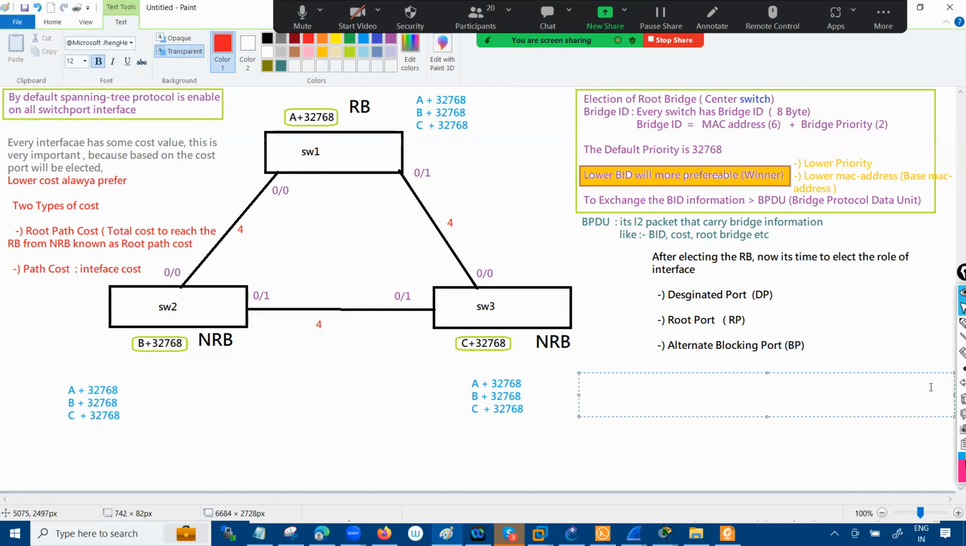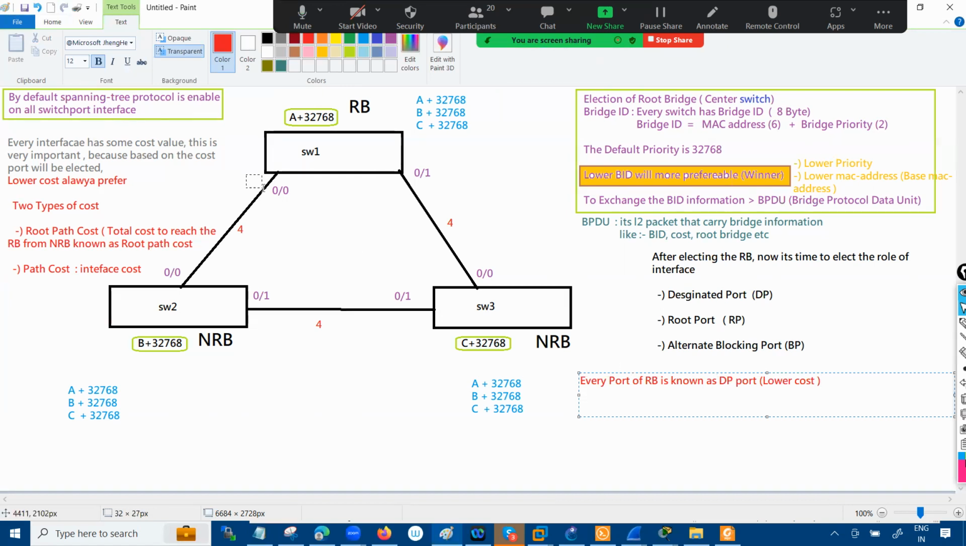Every root bridge, every port of the root bridge is known as a DP port. The reason is that because of lower cost. Understood this concept? So every port of the root bridge is known as a DP port.